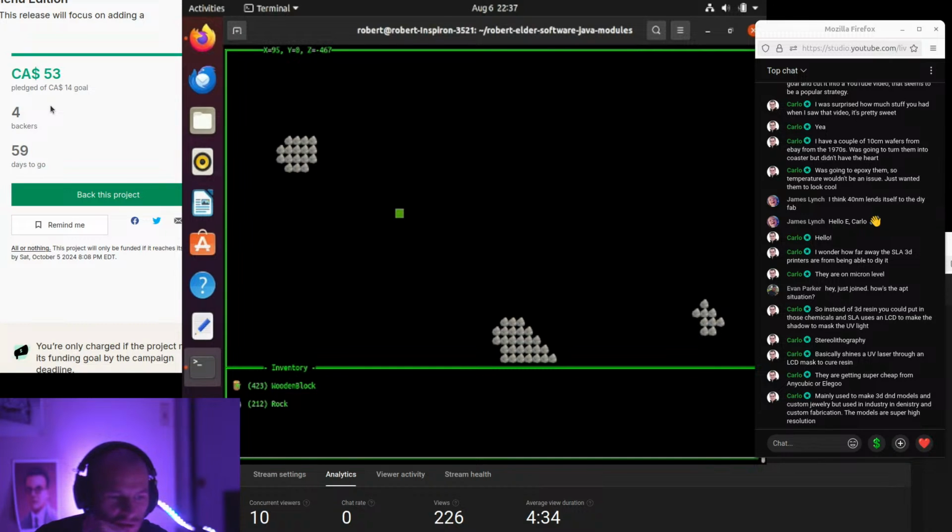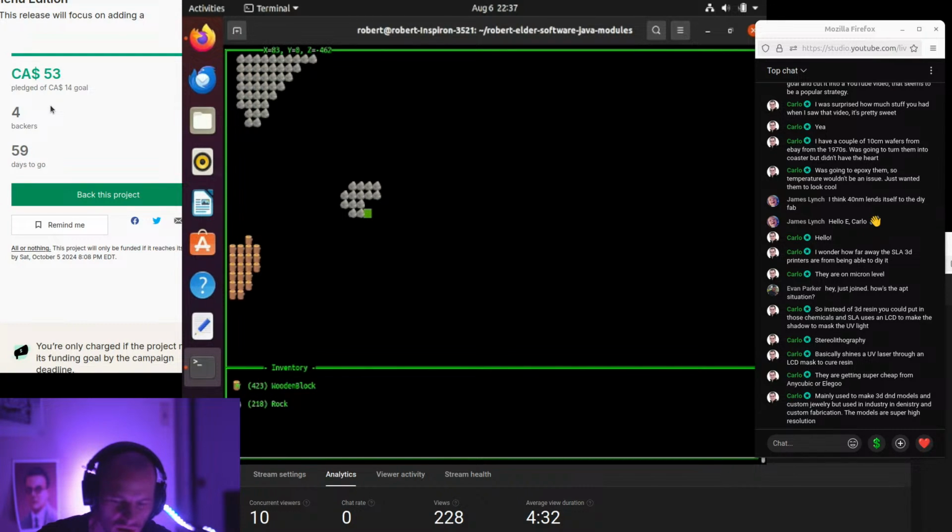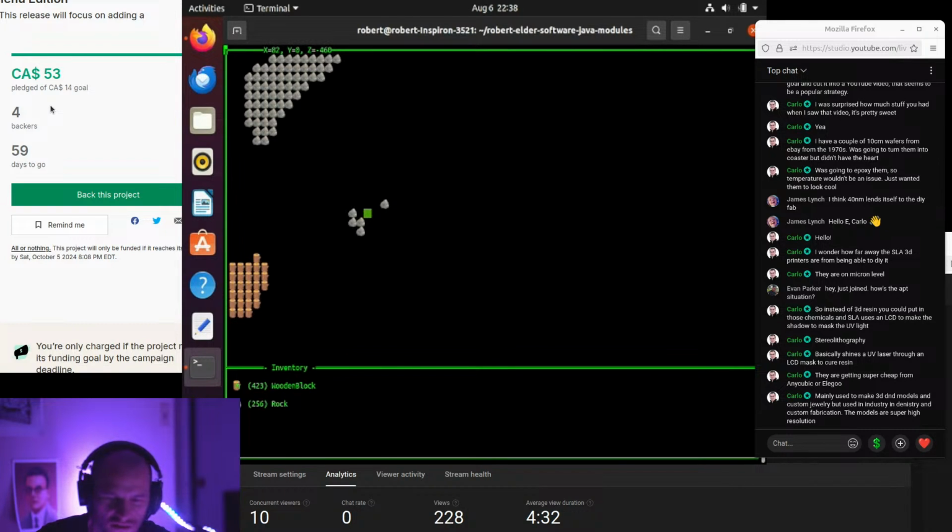Mainly used for 3D D&D models and custom jewelry, but used in industry and in dentistry and custom fabrication. Models are super high resolution. Yeah, actually, I remember when I got one of my crowns for my root canal, they had this 3D printer that actually printed the, or what do you call it, the cap for the root canal, and they had to match it to my tooth and mouth.